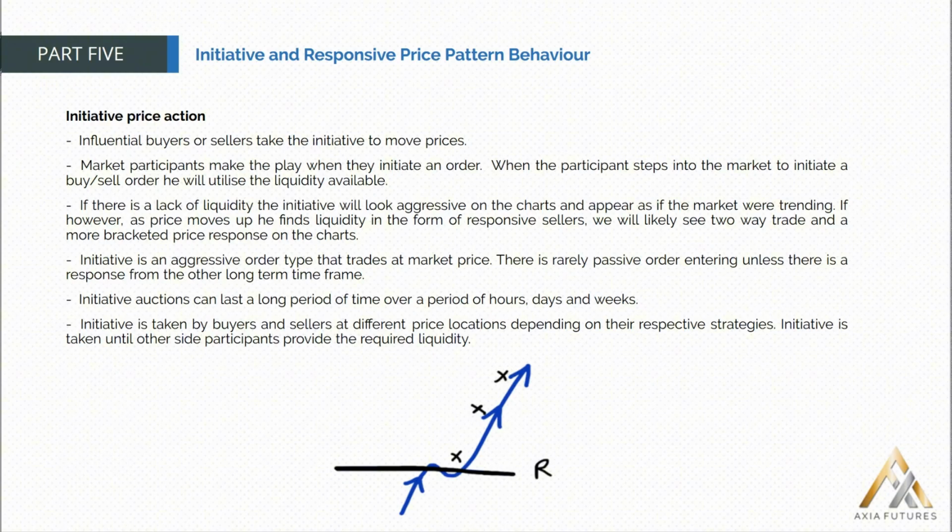Then, if there is a lack of liquidity, in other words, if a buyer comes in and no one is willing to sell to him, he will then look very aggressive on the charts, and it will appear as though the market's trending. It's so crucial to understand this, guys. If you look at a chart and you see a very aggressive move, a lot of the time it could be because a buyer or seller has stepped in, but there hasn't been enough liquidity for him to execute the order at best price.